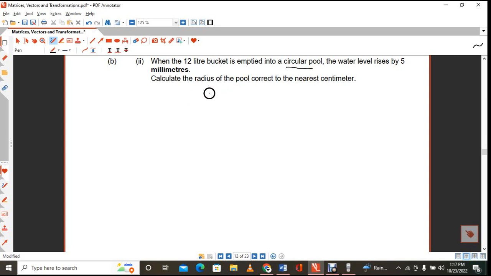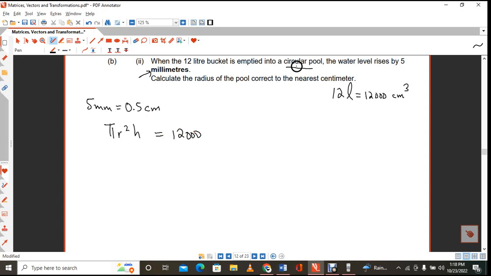Okay, problem. We know that 12 liters is equal to 12,000 cubic centimeters, so it will be best if we write 5 millimeters, dividing by 10, as centimeters. What do we know? We need to find the radius of the pool. So the volume, this 12,000, which is pi r squared times h, should give me 12,000. The pool is circular, so we use the circular volume.